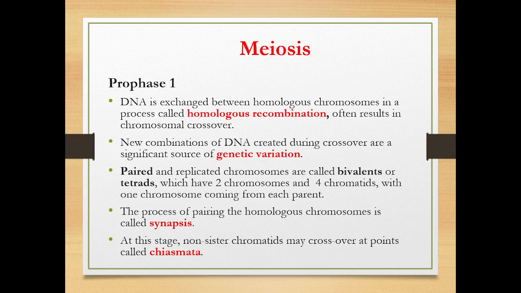Now, at this stage, the non-sister chromatids may cross over at points called the chiasmata. So there is some genetic exchange during crossover, and this is due to the fact that the chromatids are held together at the chiasmata, so they can exchange the genetic information.